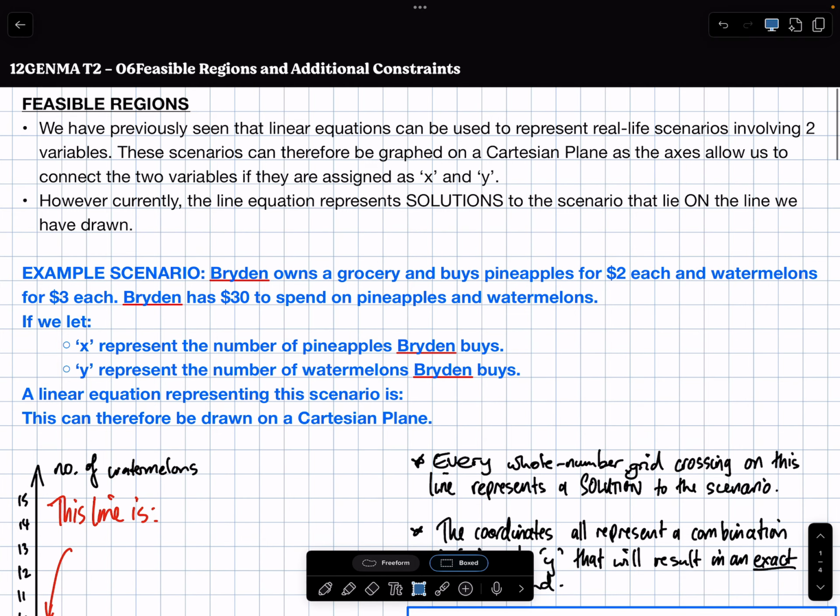Everything that you have done until this point is a linear equation. So what makes an equation? An equal sign. It's an equation because it has an equal sign. We can use these linear equations to represent real-life scenarios involving two variables. And then if you've been doing the exercises, you've seen that you can graph those lines on a Cartesian plane.